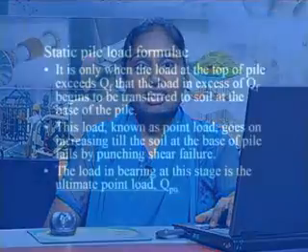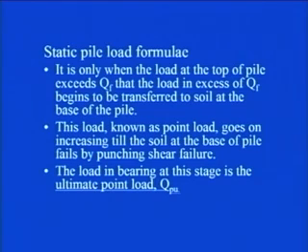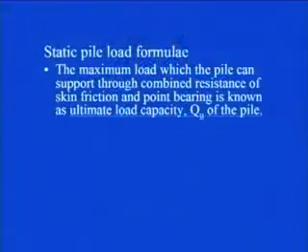The load in bearing at this stage is called the ultimate point load, which is represented by QPU. P is for point, U is ultimate, that is ultimate point load. So, you got familiar with two terms, that is ultimate skin friction resistance and now this ultimate point load. Then the maximum load which the pile can support through combined resistance of skin friction and point bearing is known as the ultimate load capacity, which we usually represent by QU of the pile.